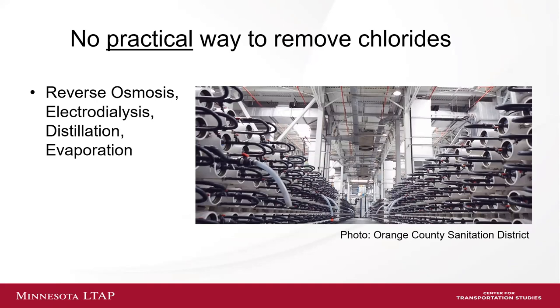Now, the reason Orange County is using this system is they are pumping ocean water through these reverse osmosis filters, and then they pump it to a filtration system and they purify it. And then it's used for public or human consumption. But that's simply because there's such drought issues in California. But really, there's no practical way for us to remove the chlorides from our ground and surface waters.